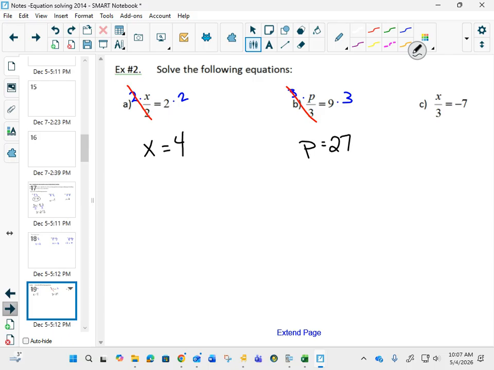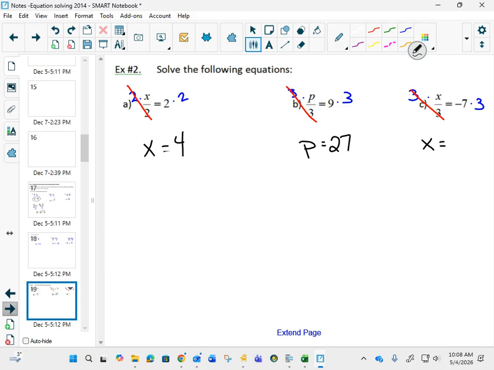Sometimes it gets tricky when you get into the negatives, right? Something divided by 3 is negative 7. So either you can see it right away, or we're going to have to say, well, what's the opposite of dividing by 3? I'm going to multiply this side by 3. I'm going to multiply this side by 3. 3 divided by 3, that'll cancel that out and just give you 1x.